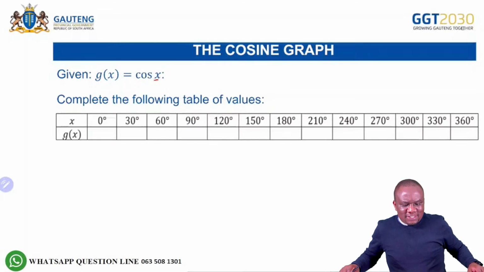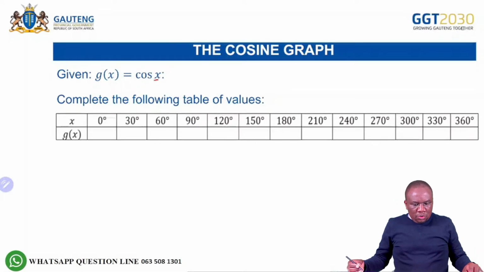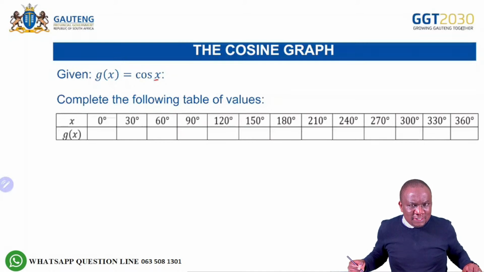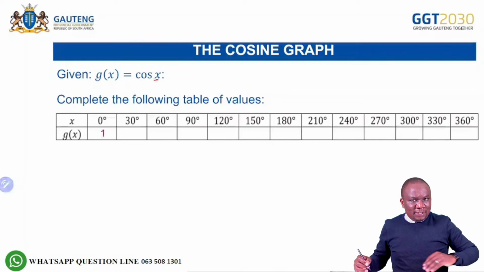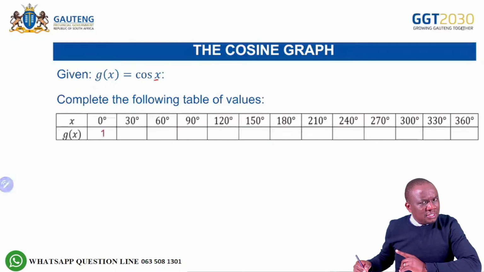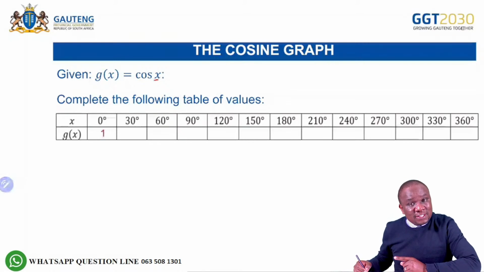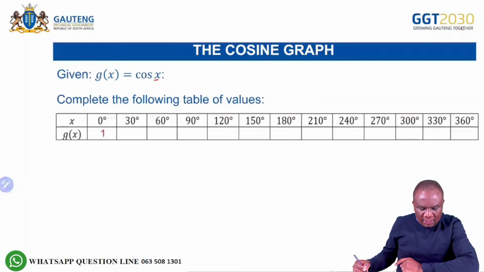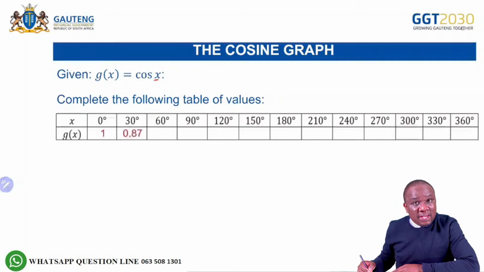Right, welcome back, grade 10s. Let's mark our work. Now, cos 0 degrees, what did you get? Cos 0 degrees is 1. Okay. What is sine 0 degrees, by the way? Sine 0 degrees was 0. Cos 0 degrees is 1. Okay. Right. And then cos 30 degrees, 0.87. Mark that. Cos 60 degrees, that is 0.5. Cos 60 degrees is like sine 30 degrees. Okay, cos 60 degrees 0.5, and then cos 90 degrees 0.